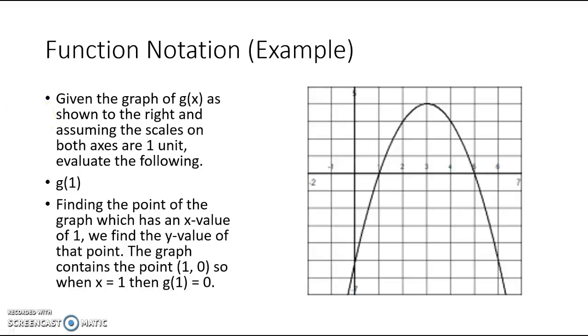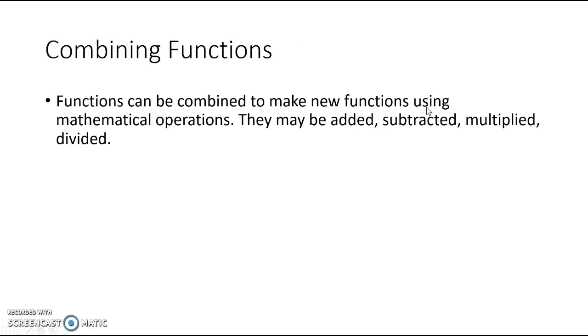And here is a graph. Given the graph of g of x as shown to the right, and assuming the scales on both axes are 1 unit, evaluate the following, g of 1. So finding the point of the graph which has an x value of 1, we find the y value of that point. The graph contains the point 1, 0, so when x equals 1, then g of 1 equals 0. If we are given g of 3, we go to the x value of 3 and find where the intersection of the y value is, so that would be 4. So therefore g of 3 would equal 4.